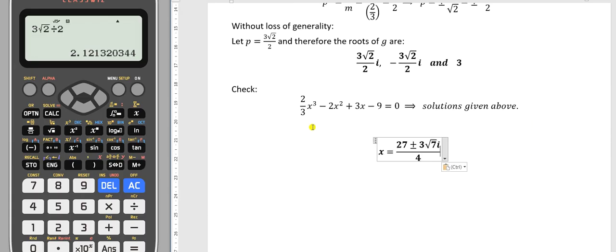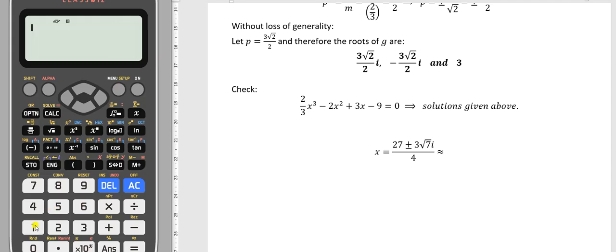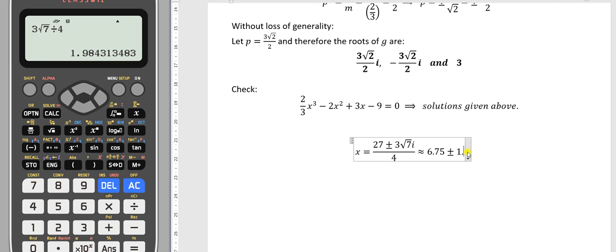To make it easier for us to plot these, I would recommend approximate versions of them. So obviously 27 over 4 is a fairly easy one to get an approximation for. We're looking at 6.75. That's not even an approximation, that's exact. But 3 root 7 over 4, that's going to be the size of the imaginary component, plus or minus 3 root 7 over 4. So we've got plus or minus about 1.98i. Now that gives me a good enough sense of the size of the number that I can plot it on the Argand diagram.